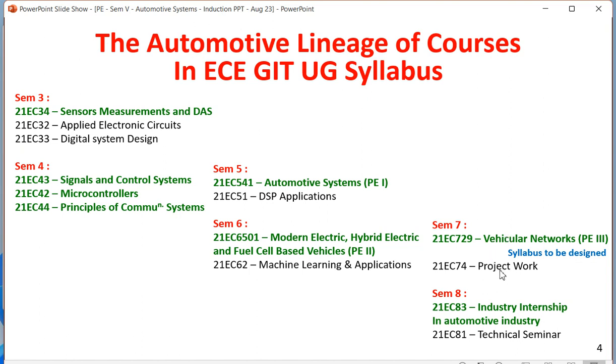So whatever project you are going to define, whatever internship you are going to do in semester 8, all these things can be done in the field of automotive systems, and the technical seminar also you can do in the field of automotive systems. Our students are working very well in many industries related to automotive systems, so we can very easily find internships in those companies. Obviously you have to prepare yourself for that properly.